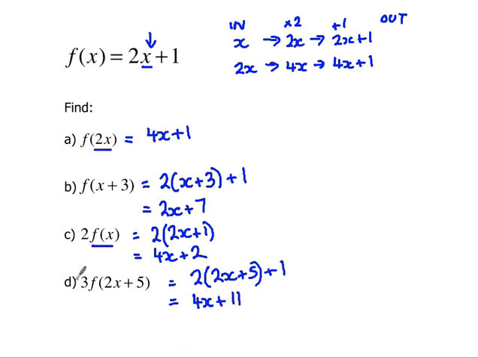And then we've actually got three lots of that as well. So now we can put in the three lots of 4x plus 11. So that will give us 12x plus 33.